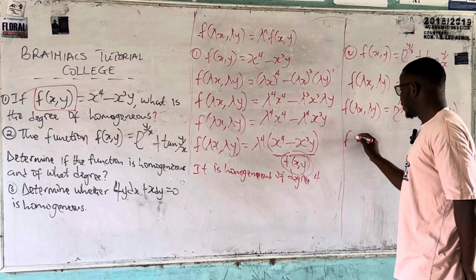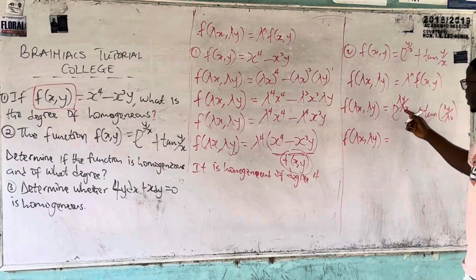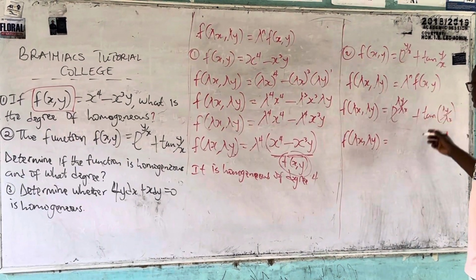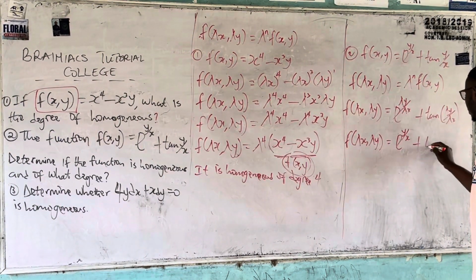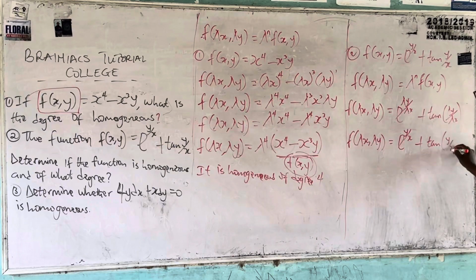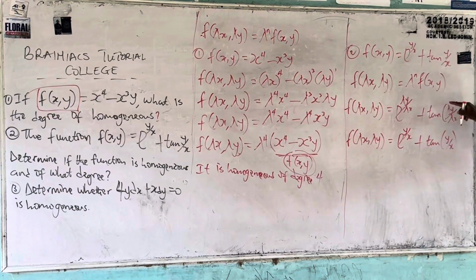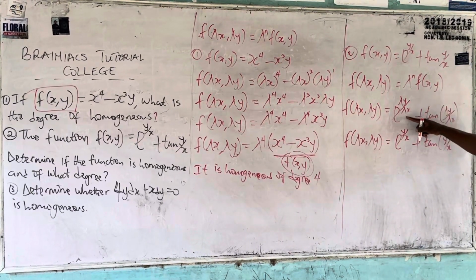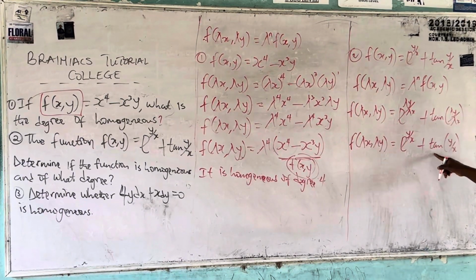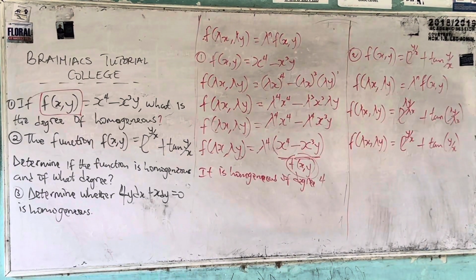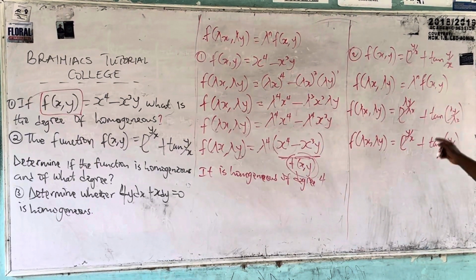So here we're going to have f of lambda x comma lambda y equals, so here lambda will cancel lambda, so this lambda will cancel the other lambda. We have exponential y over x plus tan y over x. So now when you take a look at what we have here, we have lambda, lambda, lambda, lambda. So this and this will cancel each other, then this one will cancel this one too. So we have exponential y over x plus tan y over x. The question here is, is it homogeneous? And if it is homogeneous, it is of what degree?